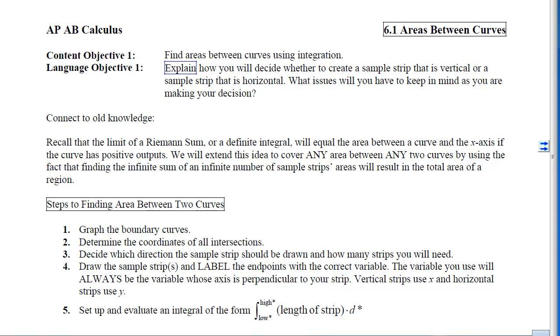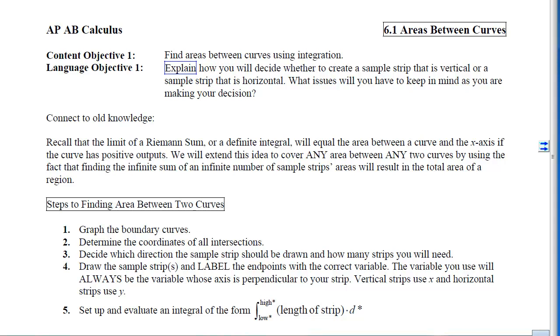So first of all, let's connect to our old knowledge and recall that the limit of a Riemann sum, or a definite integral, will equal the area between a curve and the x-axis if the curve has positive outputs. We can extend this idea to cover any area between any two curves by using the fact that finding the infinite sum of an infinite number of sample strips' areas will result in the total area of a region. So we've got some steps to keep in mind as we go through these problems.